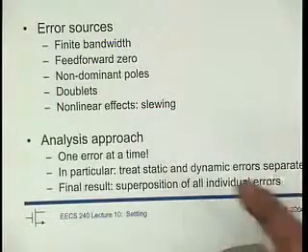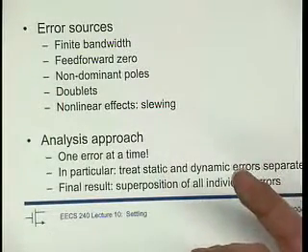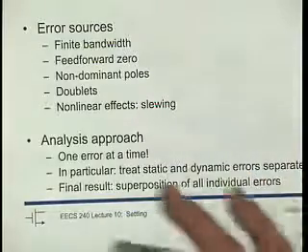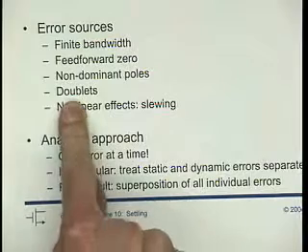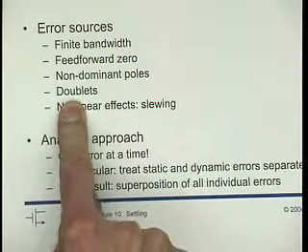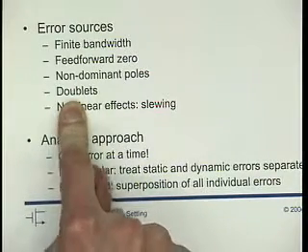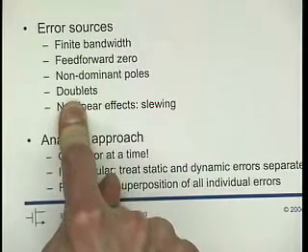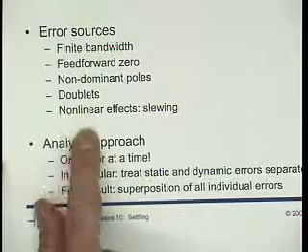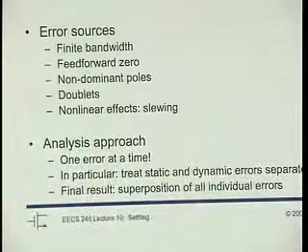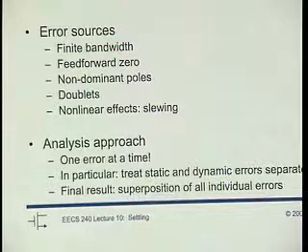Non-dominant poles, right? The circuit is not going to have 90 degrees of phase margin, and so we may see some ringing. Doublets, we talked about those a few weeks ago, right? Those small artifacts in the frequency response that we get, for example, if we use a gain booster. It turns out they affect settling time. And then there are nonlinear effects, in particular slewing, that you probably already talked about. They also affect the settling time. So analyzing the dynamic errors, there's a whole slew of things.